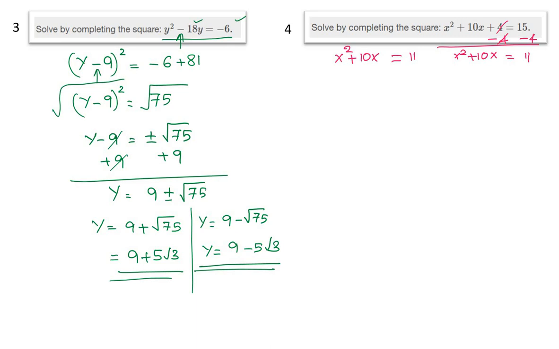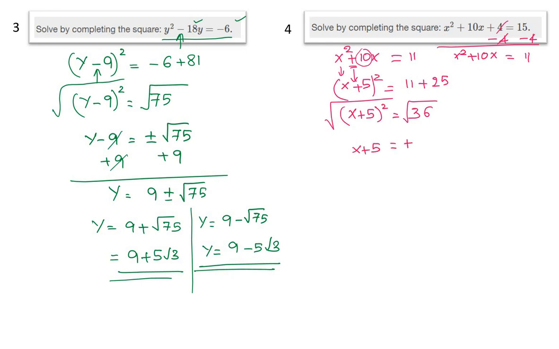Okay. Now we can do the same thing. Take the coefficient of x, 10. Take the half of that one. So keep x here, and this sign is plus, so you keep plus here, and take the half of that one, that is 5, squared. It's equal to 11, and then you have to add the square of that one, that is 25. Okay, so x plus 5 the whole square is equal to 11 plus 25, that is 36. Now take the square root on both sides. So that will give you x plus 5 equal to, you know, square root of 36 is 6. So we can write it as plus or minus 6.